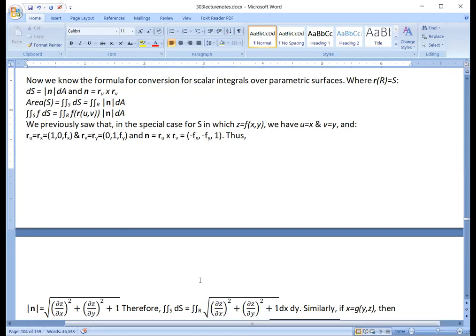So that's the special case that we've already seen before. So the parametric, again, is a general form of the z equals f of x y, which is just a special case of parametric. But now we can also look at what if we don't have z equals f of x y, but rather x is a function of y and z? So let's say x equals g of y z.